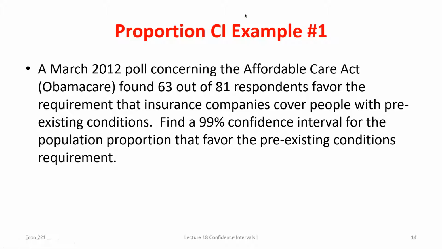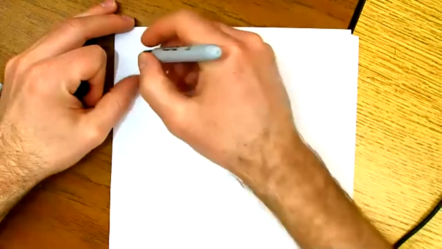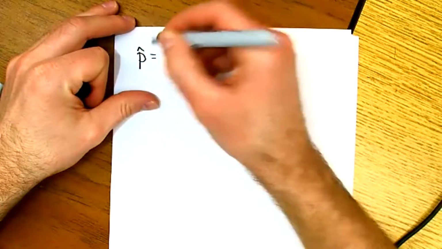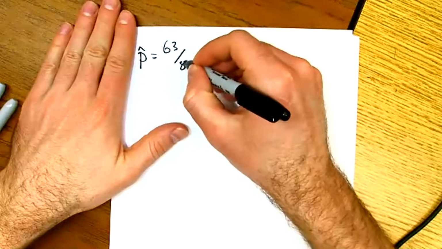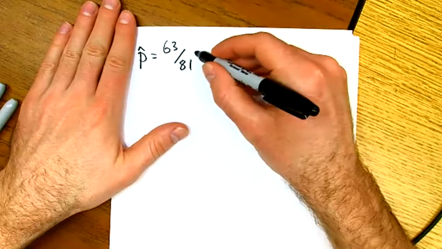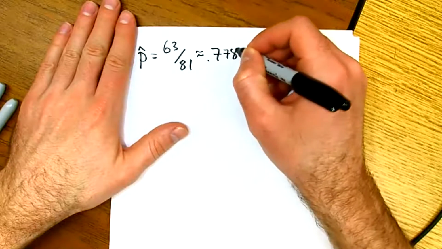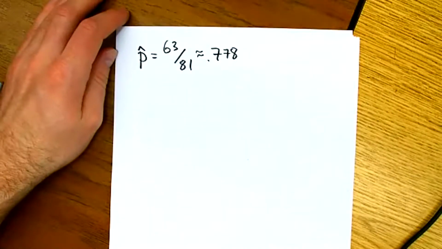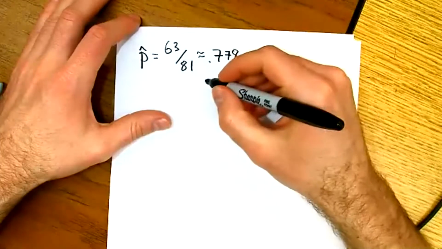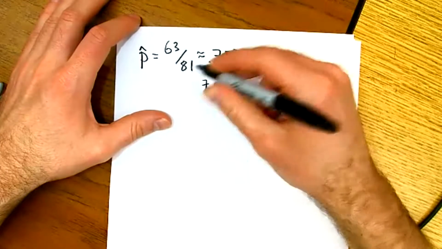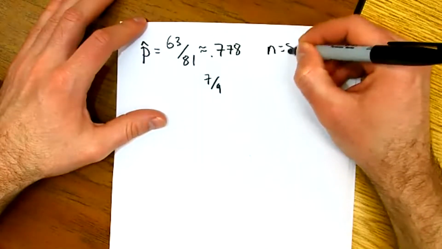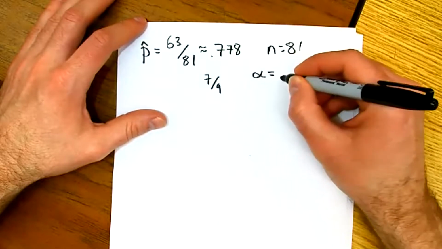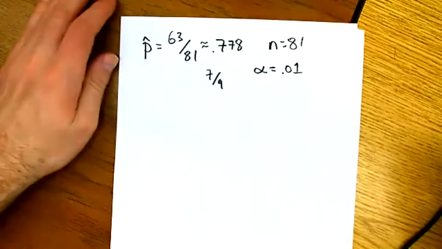We've got 63 out of 81. So how can I find my sample proportion here? If there's 63 people in favor of it out of 81, that's a proportion of approximately 0.778. Or I think in the slides I might have this written as 7/9, since it simplifies to 7/9. My sample size is 81, and for the 99% confidence level, my alpha would be 0.01.